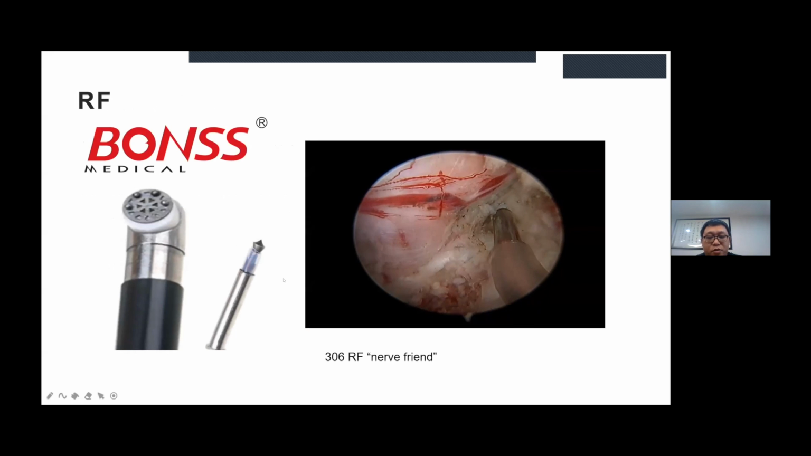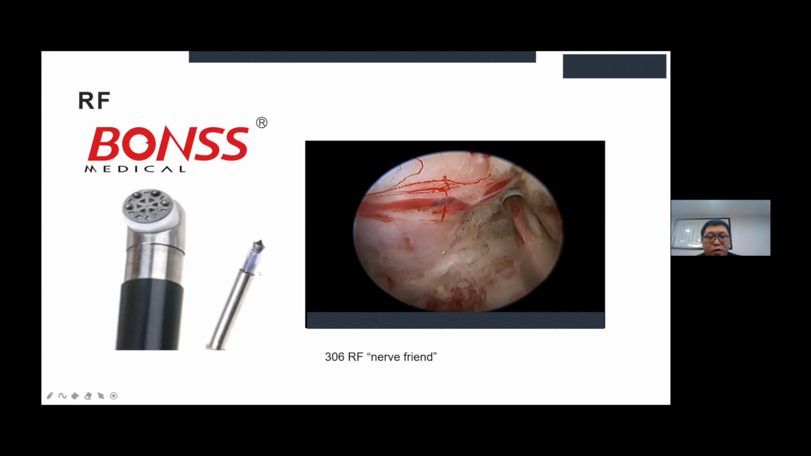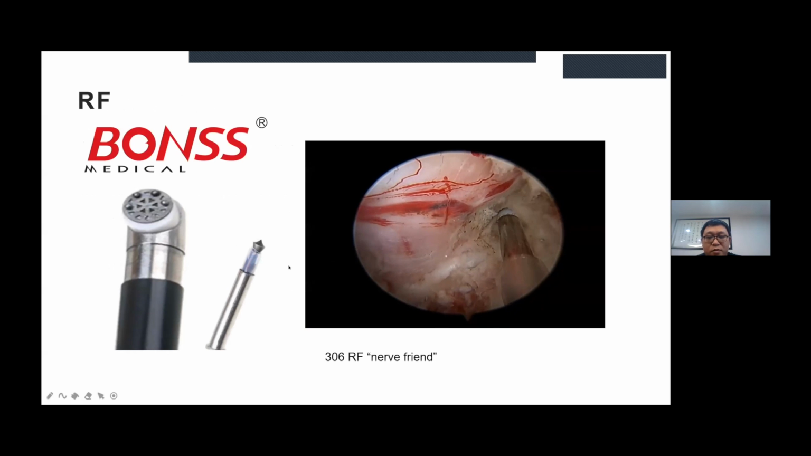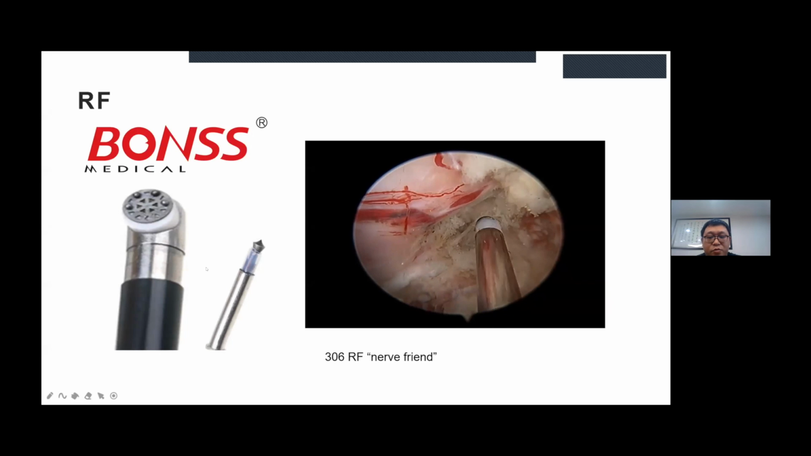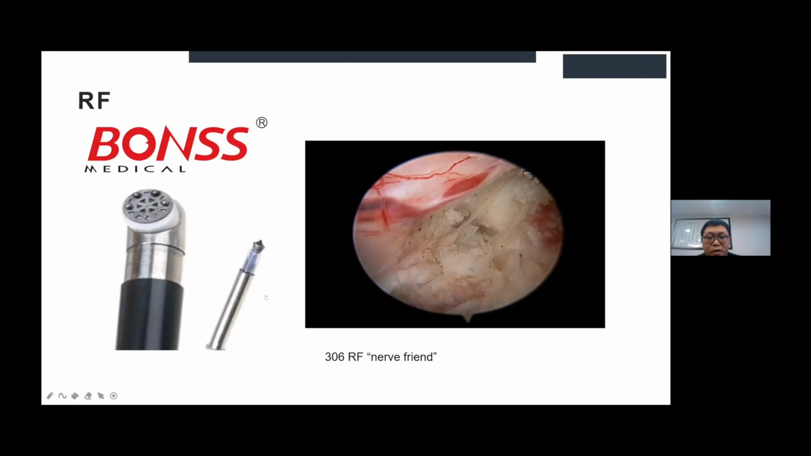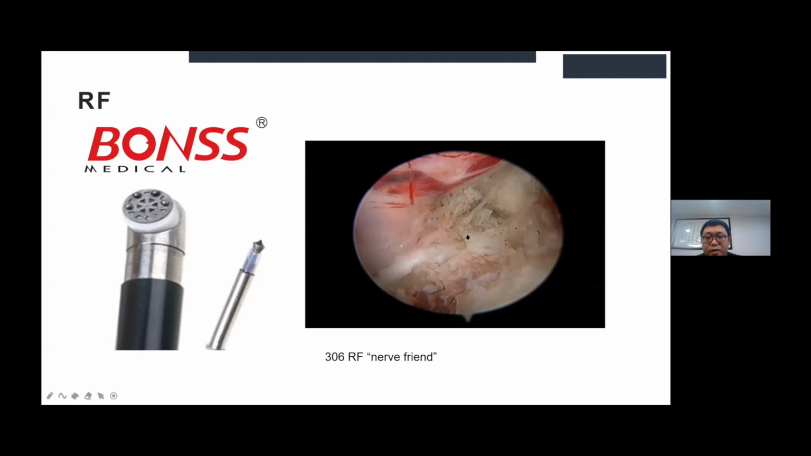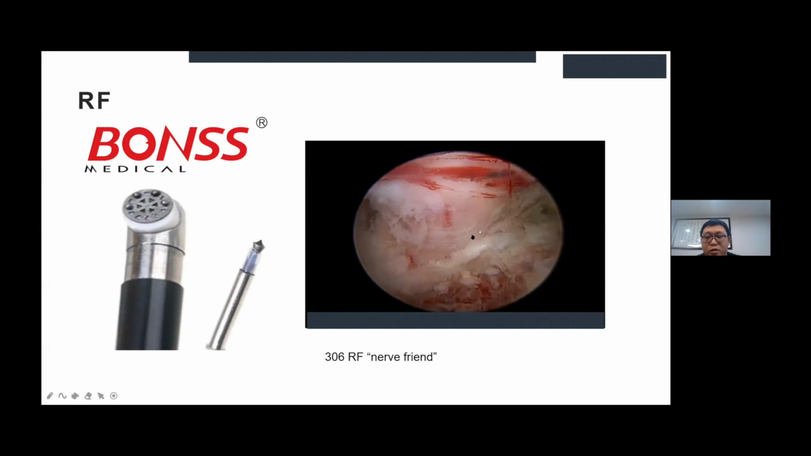I often use two types of IF produced by the Bounce company. The big one is used to expose. The small one, our name is Neurosurgery, is used to do the bleeding control around the nerve root.